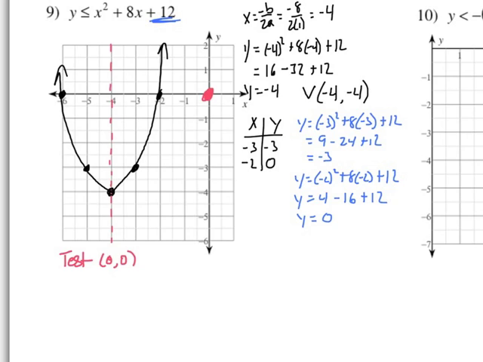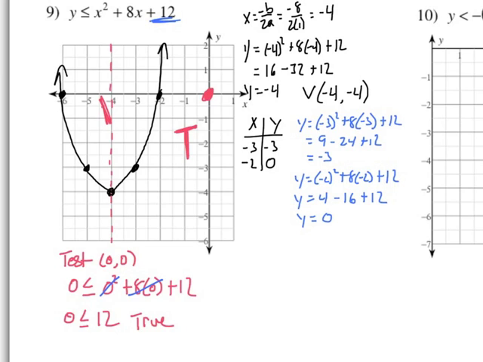Testing 0, 0, we have 0 is less than or equal to 0 squared plus 8 times 0 plus 12. Well, 0 squared is 0, 8 times 0 is 0. So that means 0 is less than or equal to 12. True or false? That is true. So therefore, outside the parabola is the true side. Inside the parabola is the false side. We always, always, always shade the true side of our graph.